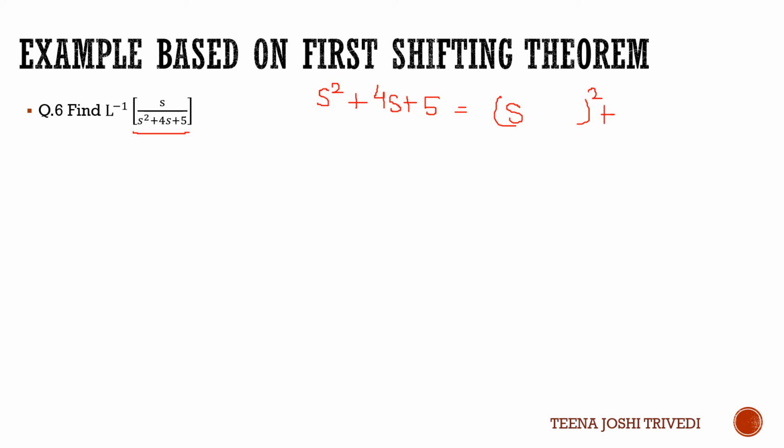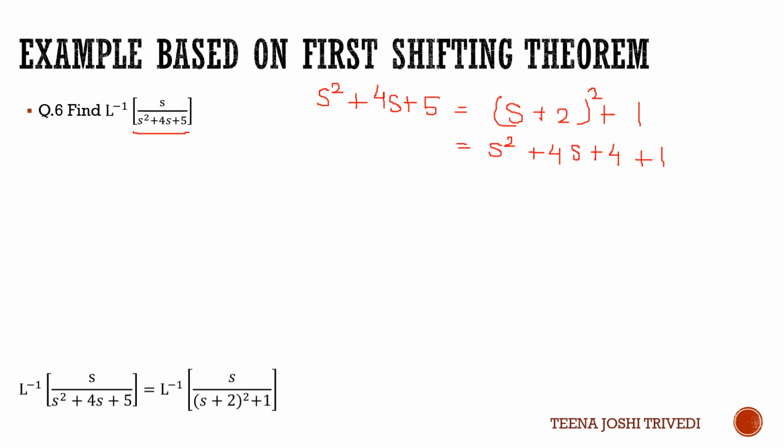We have to divide this 4 by 2. Why? Because the coefficient of s divided by 2 will give you this term, plus 2. So this is (s plus 2) whole square. But what is (s plus 2) whole square? It is s square plus 4s plus 4. But we have s square plus 4s plus 5 with us, so we have to add 1 over here and 1 over here. Now this term is equal.